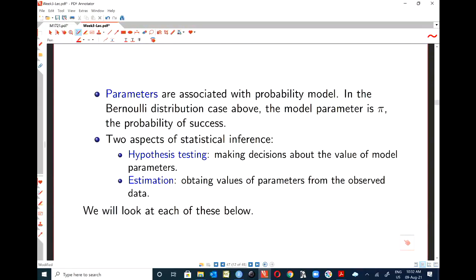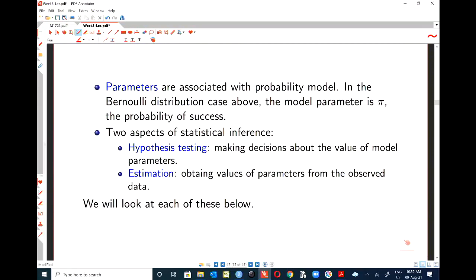The parameters here, as I said, are those that are associated with the probability model I've got. And there are two aspects of inference we look at. The first is hypothesis testing, as we saw earlier, decisions about the value of the model parameter. The second is estimation, which means I'm now actually interested in obtaining the value of the parameter from the observed data. We'll look at both of those today as we go through here.